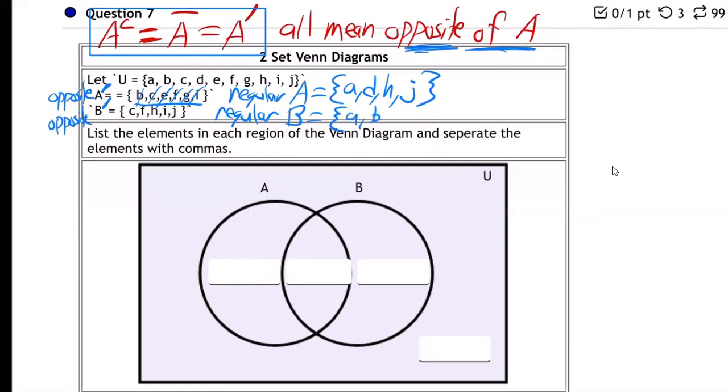So A and B, and then C is there. D, E, F is there. A, B, C, D, E, F, G, H, I, J. Okay, so there he is. So now I found regular B. So they gave me the opposite of A and the opposite of B. And I just switched it to find regular A and regular B.